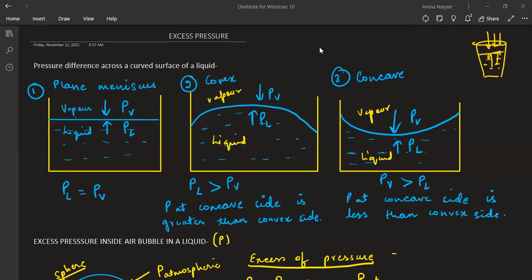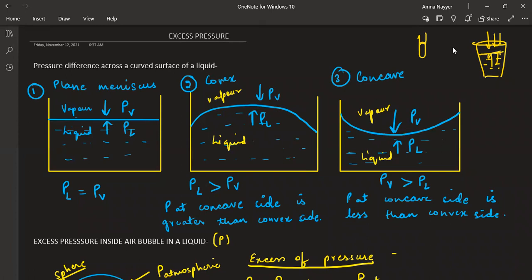Let's say you must have seen test tubes. In test tubes also, the uppermost layer's shape is known as meniscus. So plain meniscus means whatever pressure the vapor is exerting, exact same pressure is exerted by liquid. And if both are equal, it will form a plain meniscus because they will balance each other. Then you have convex.